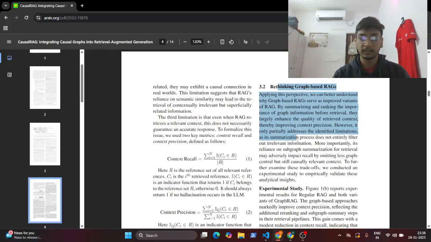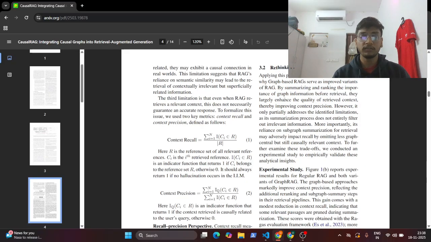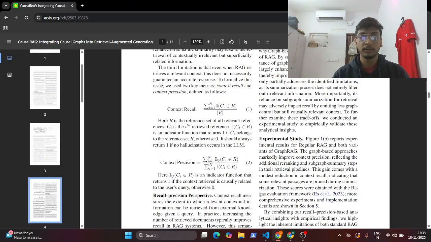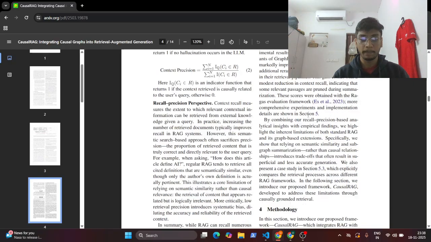Now, rethinking graph-based RAGs, we know that while these methods improve precision, they often introduce complexity and do not inherently guarantee causal relevance. They prioritize community detection and summarization, not the mechanistic tracing of cause and effect. This analysis solidifies the need for a solution specifically focused on causality.